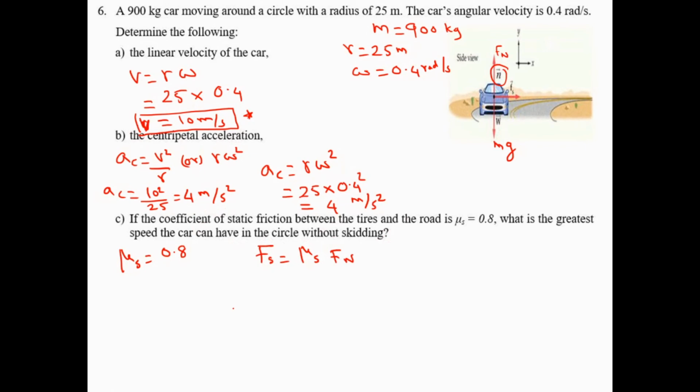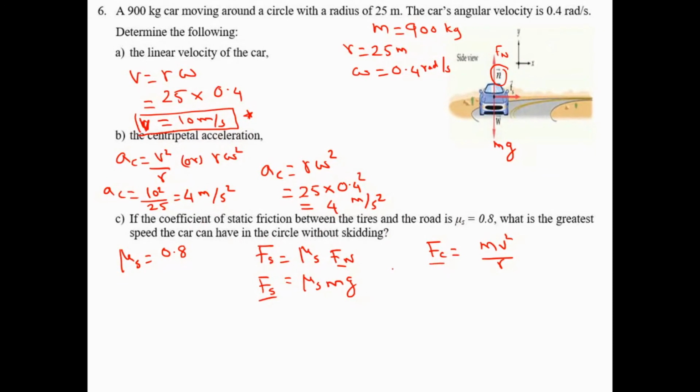So in place of this normal force, I'm going to write mu s mg. This is the formula for static friction. Likewise, if the car is moving in the circle, it will have the centripetal force, which is Fc equals m v square over r. So I'm going to equate this force with this force.